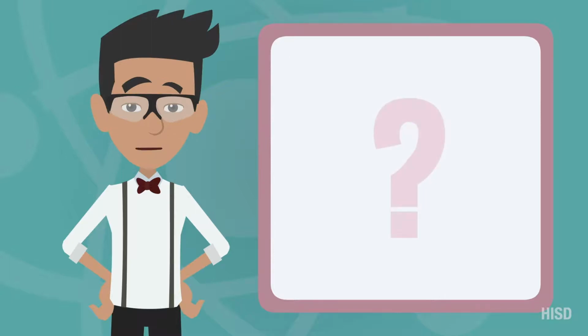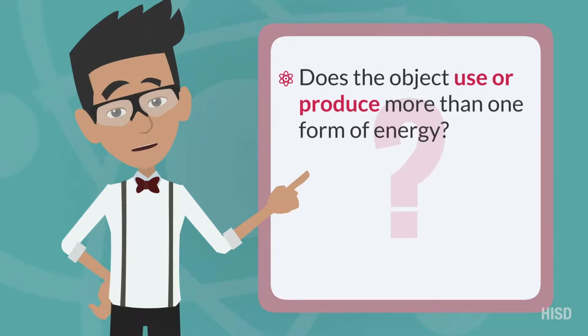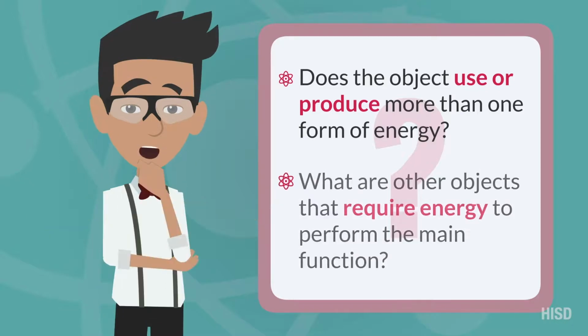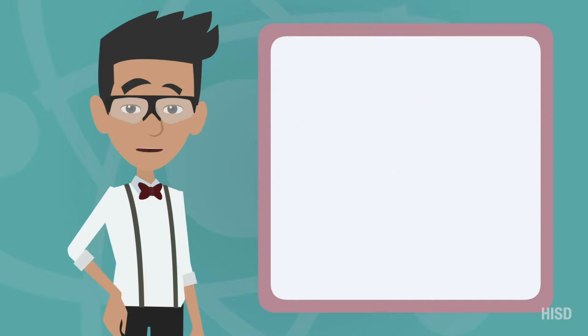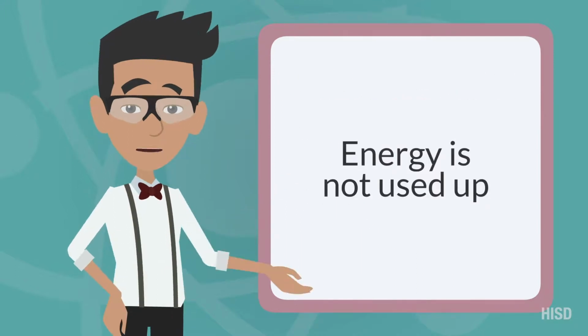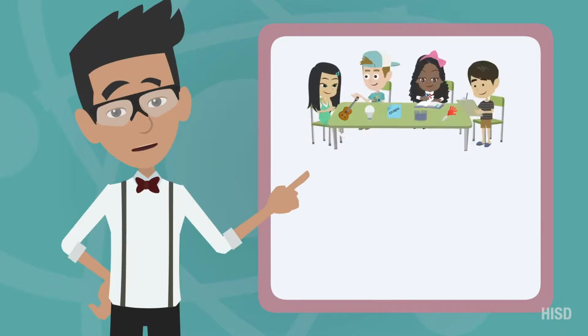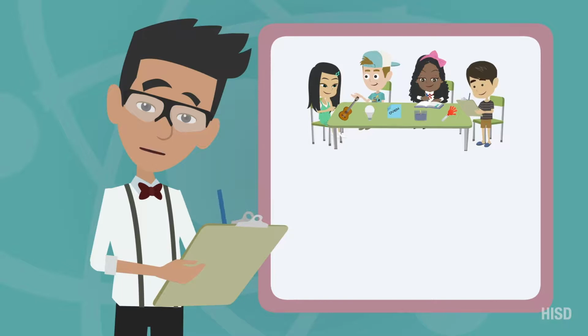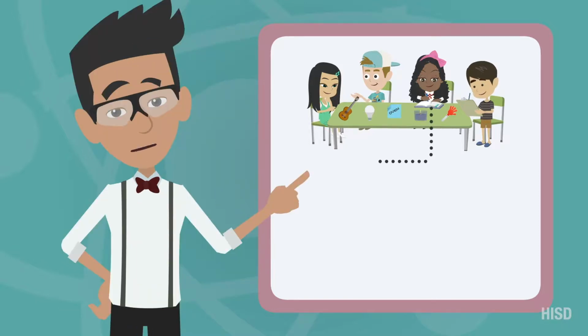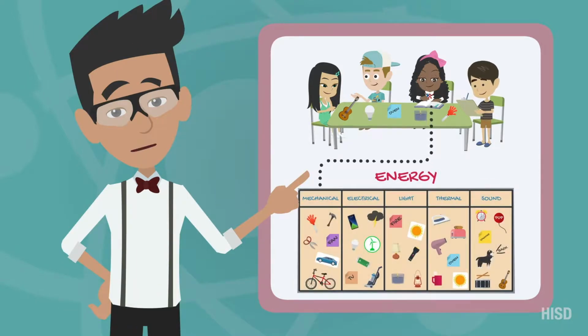So you may ask your students, does the object use or produce more than one form of energy? You may also ask, what are other objects that require energy to perform the main function? It is important for students to understand that energy is not used up. However, it is transformed. As students explore how objects use energy, they will record their observations. Then this information is moved from the notebook to the interactive concept wall.